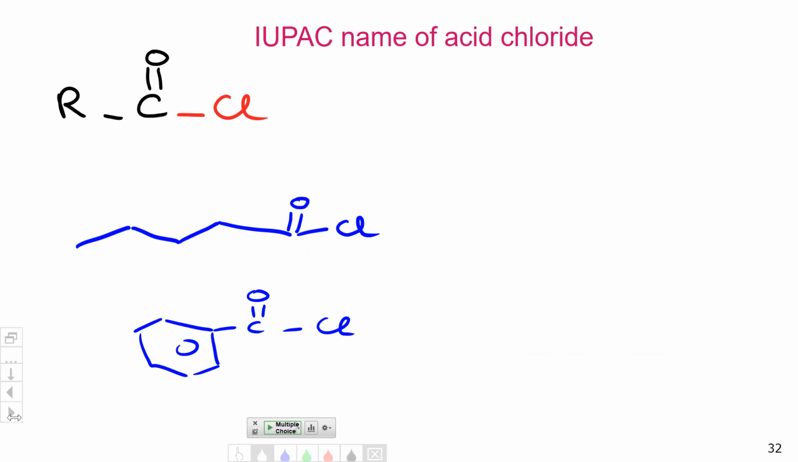Now what I'm going to do next is quickly go over the naming. I don't want to spend too much time on the naming of the acid derivatives. So first of all, let's talk about acid chlorides.